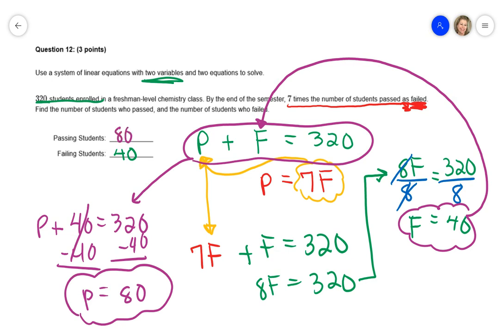So P equals 80. Wait a minute, not 80. 280. I'm not very good at math. I'm sorry. All right, so that's it. I'm done. Woohoo!